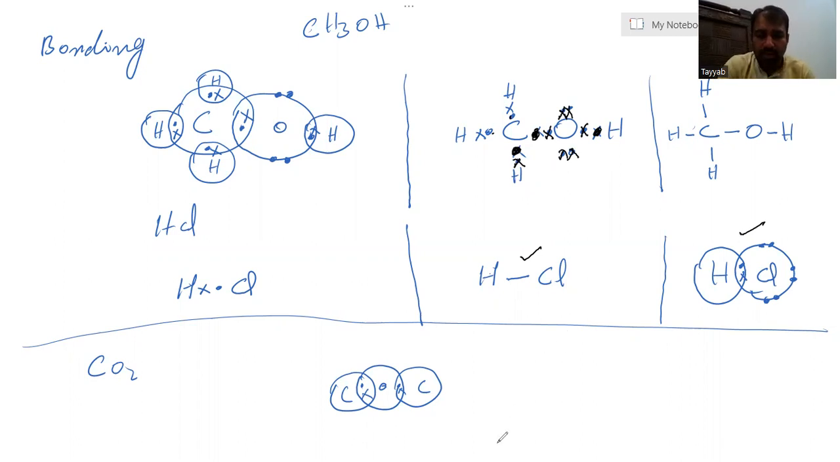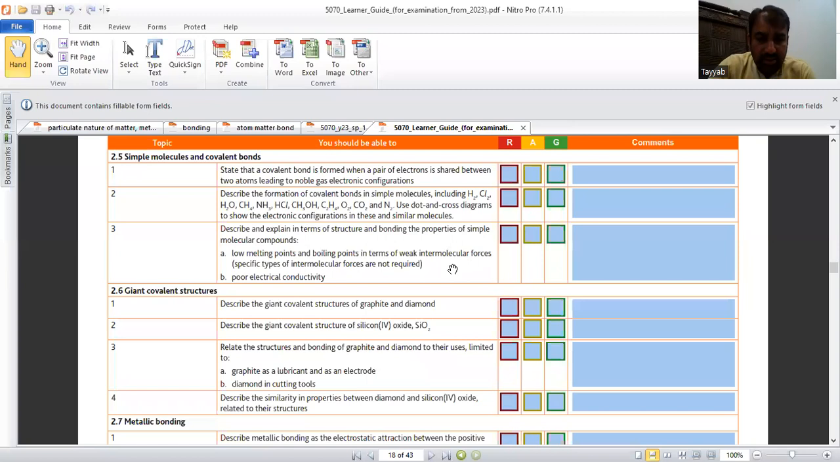Now, what is the next point in the revision checklist? Describe and explain, in terms of structure and bonding, the properties of simple molecular compounds: low melting points and boiling points in terms of weak intermolecular forces. The point to be noted is that O level students use the words weak van der Waals forces. Here, if you see this line, specific types of intermolecular forces are not required. You, students of O level, don't need to know what types of forces there are.